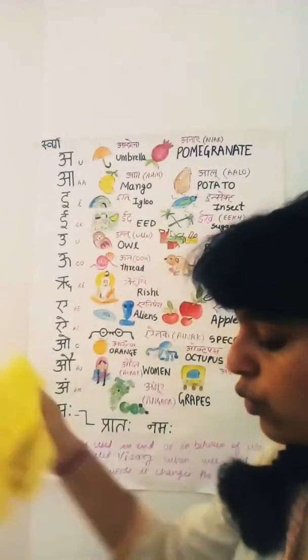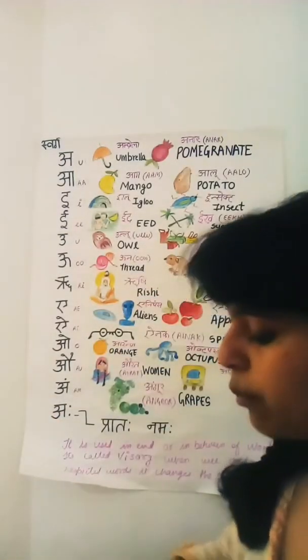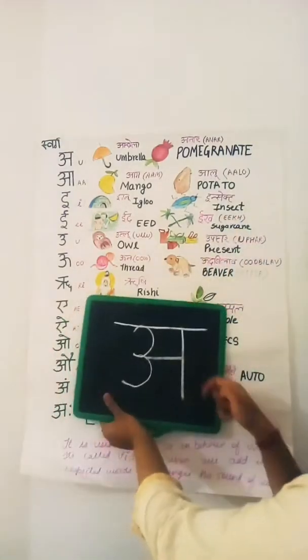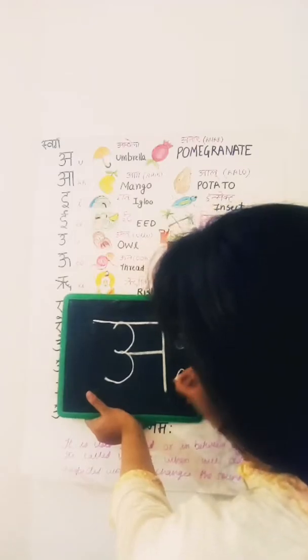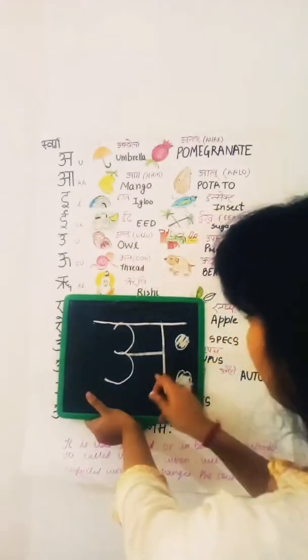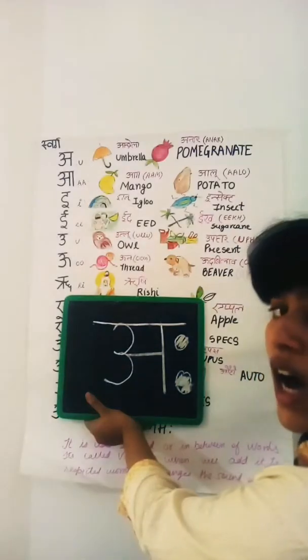What we're gonna do is make a line like this, and then we're gonna make dots in front of the letter, and then it becomes aha.